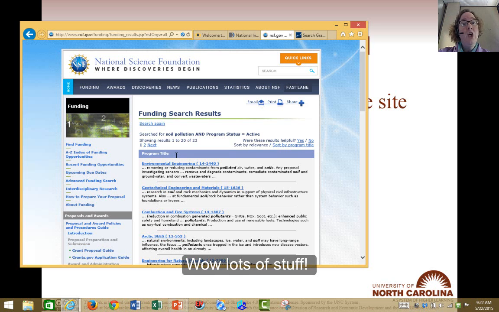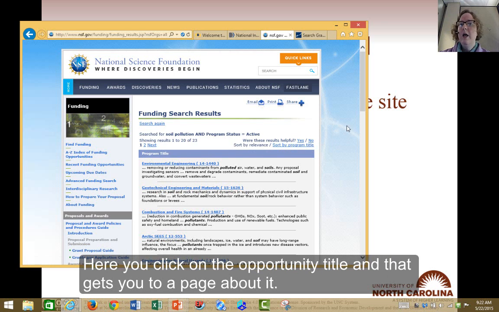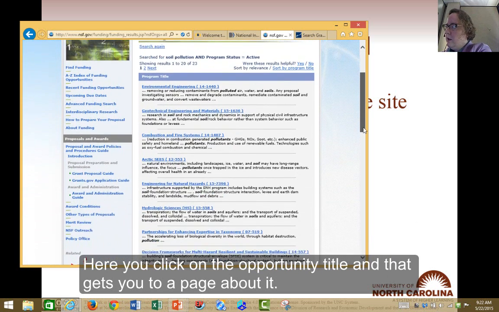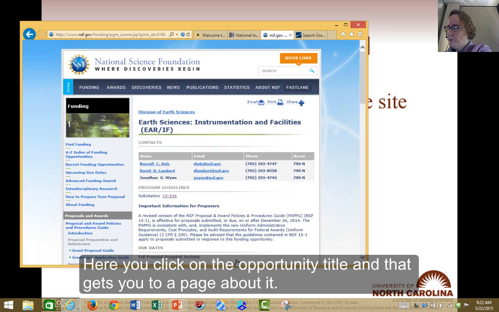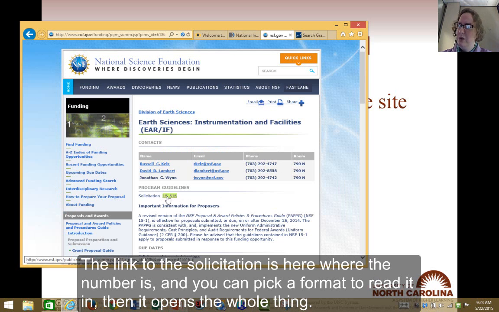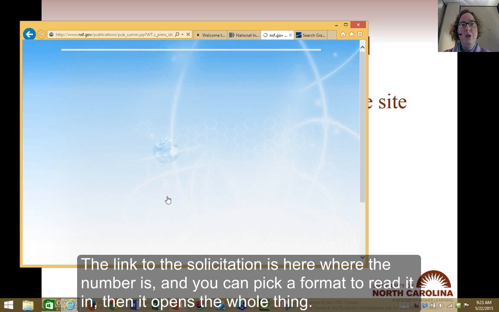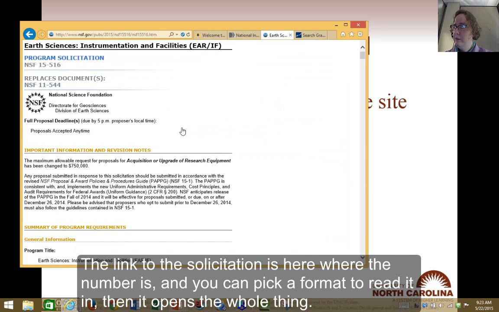Whoa, lots of stuff. So, you see how the implications and problem you're solving can sometimes be more of a target sort of term than the question. Here, you click on the opportunity title, and that'll get you a page about it. This page is important. It tells you a lot of useful things like who the program officers are. We'll talk about why that's important later. The link to the solicitation is usually here where the number is, and you can pick a format to read it in, and then that opens the whole thing.